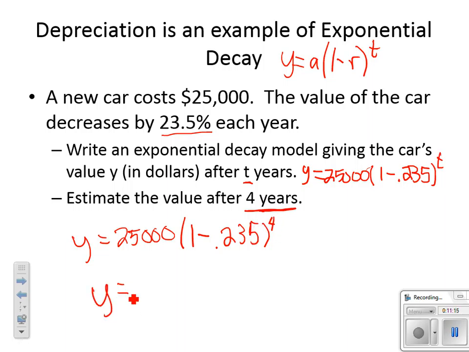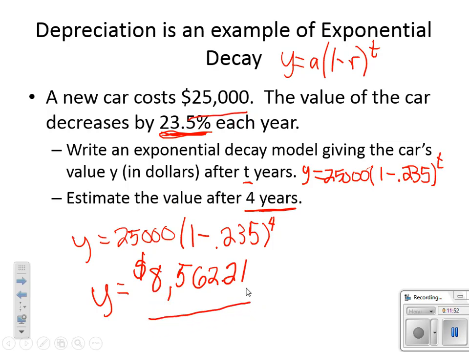So let's type that into our calculators. 25,000 times parentheses 1 minus 0.235 all to the 4. And our amount comes to, our value comes to $8,562.21. So that is a pretty quick rate that it's depreciating, that our car is depreciating that fast, because when we first bought it, it was worth $25,000, and now we're saying it's only worth $8,000. So that's a lot.